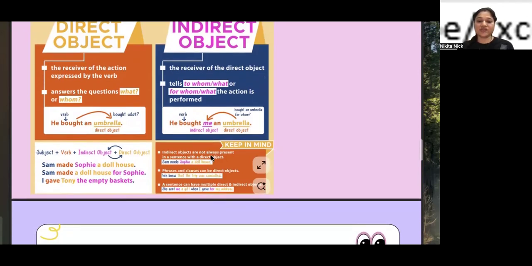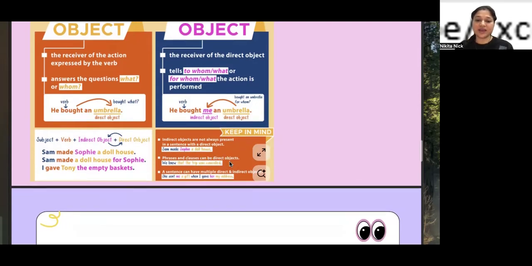Now see, indirect objects are not always present in a sentence with a direct object. Sam made a doll house. Here it is a simple sentence, indicating indirect objects are not always present in a sentence with a direct object. Dollhouse is a direct object, but there is no indirect object. We have cut the Sophie. So subject plus verb plus object.